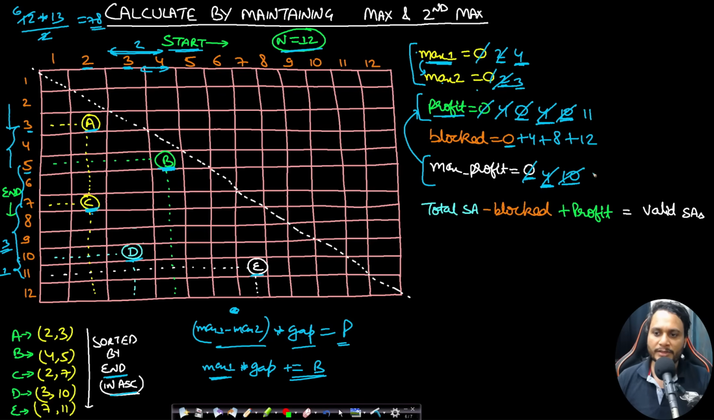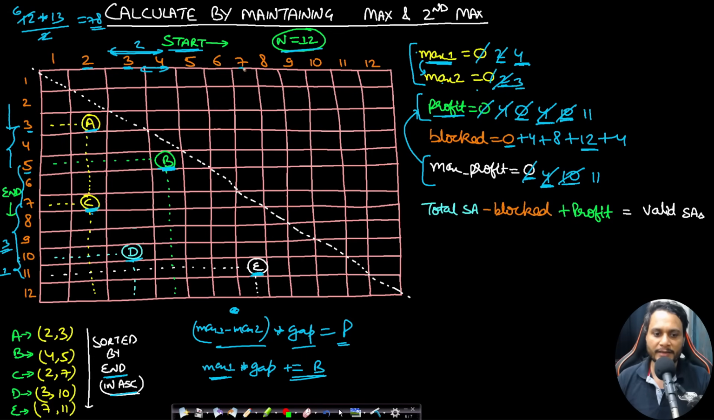So max profit updates to 11. And the blocked cells, how many blocked cells are you getting here? So these are the blocked cells that you have to add. That will be equal to the max S value, which is 4, times the gap, which is 1. So 4 will be added to the blocked cells. Okay. And now we can move forward to E.